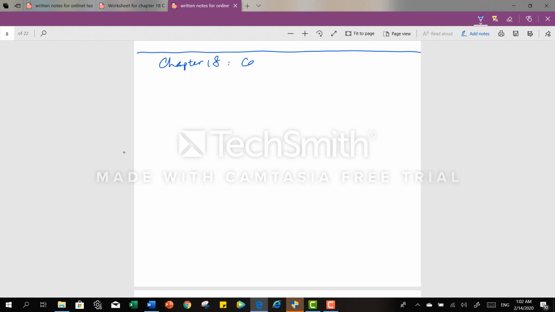Chapter 18, carbonyl compounds. Okay, now in chemistry, carbonyl compounds refers to two functional groups. One is aldehyde, or you can call it alkanal, okay? And the functional group is C double bond O, with an H.